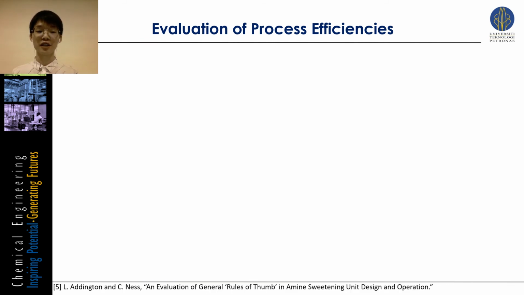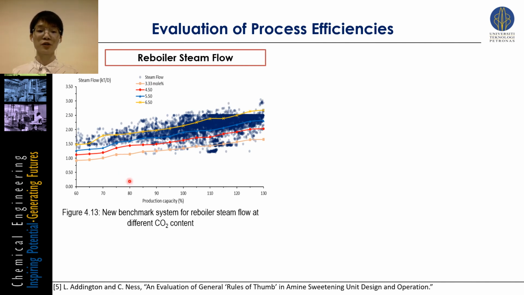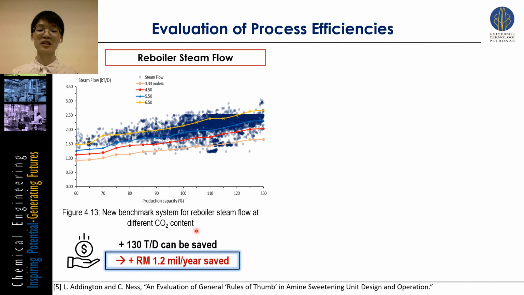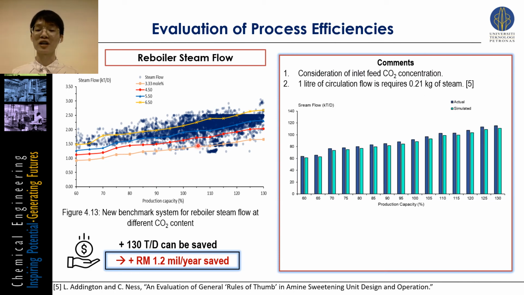Next, let us look into the second unit, which is the reboiler steam flow. Here I present you the new benchmark system for the reboiler steam flow, and it is similar to the circulation flow, for which the CO2 variations are considered. After implementing this new benchmark, it is determined and calculated that 130 tons per day can be saved and turned into money saving. Around 1.2 million RM per year can be saved. How about in terms of the efficiency for this reboiler? Through calculation, it is determined that there is a reduction of around 4% of efficiency of the reboiler only.